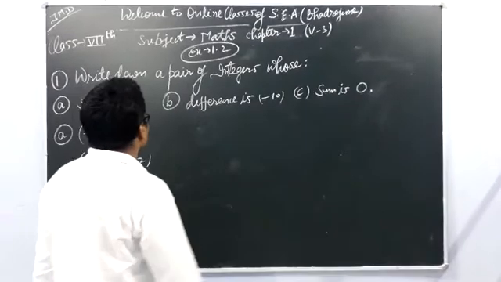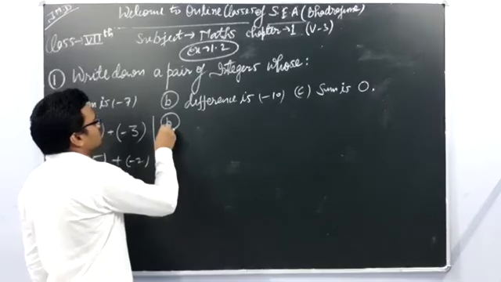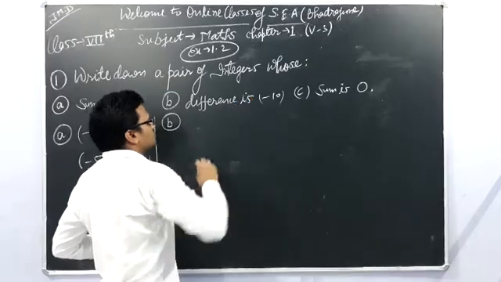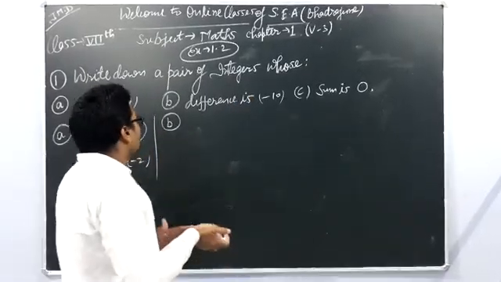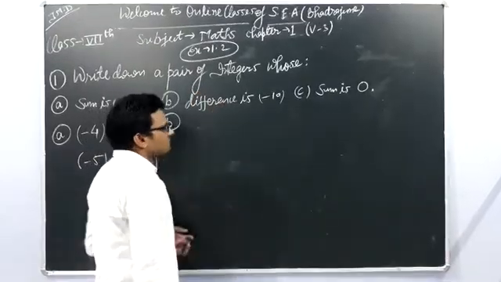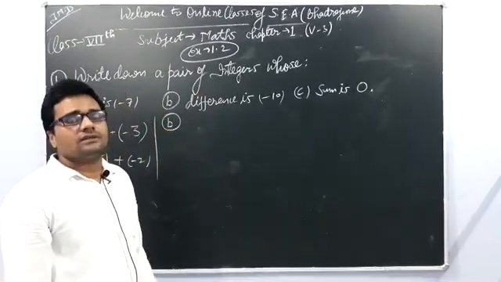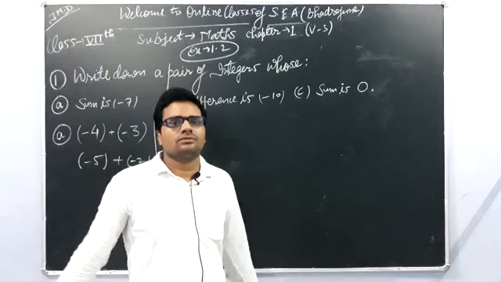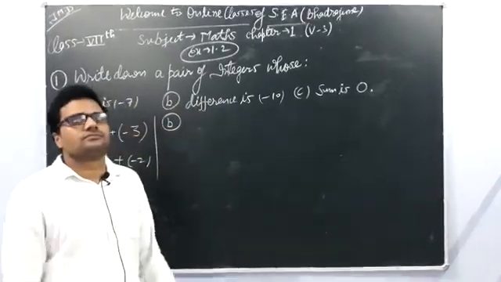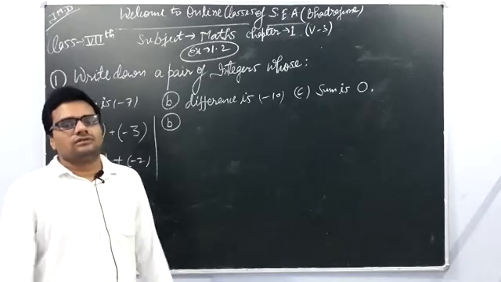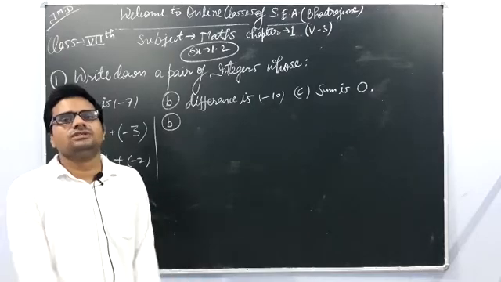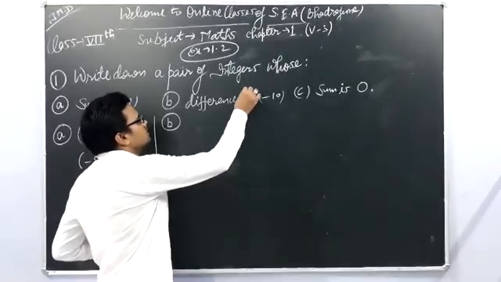Here this is our part B, which is difference is -10. Difference can only be obtained whenever the two integers are of opposite signs. Two integers should be of opposite signs. Okay.